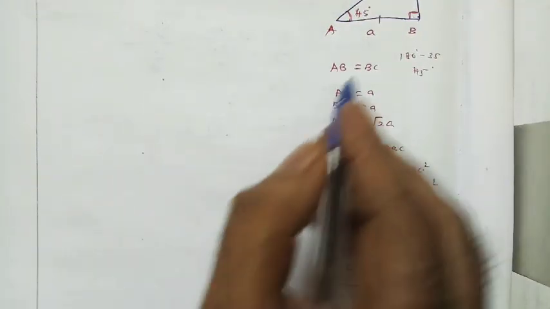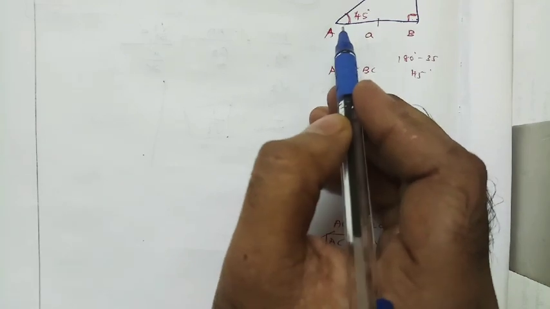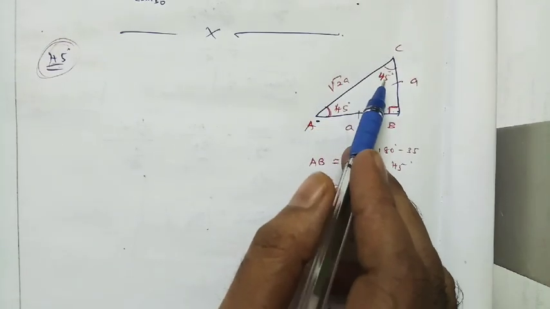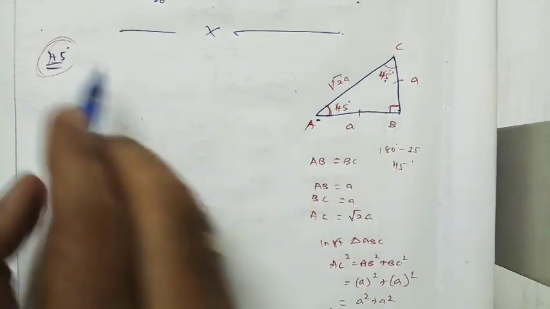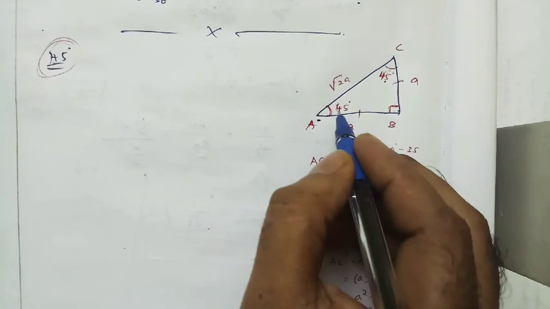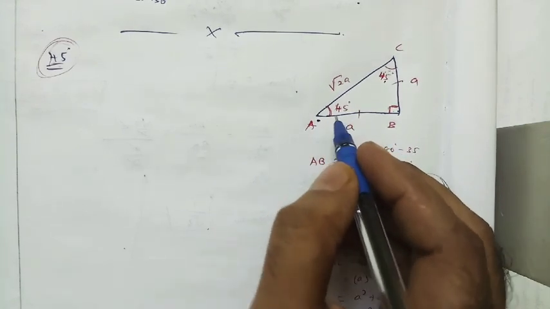Now which angle can you take? You can take any angle, right? I am just taking angle A. Angle A is also 45 degrees only. At the same time, angle C is also 45 degrees. So you can take any angle, no problem, because we are going to find the 45 degree values. I am just taking angle A is equal to theta.